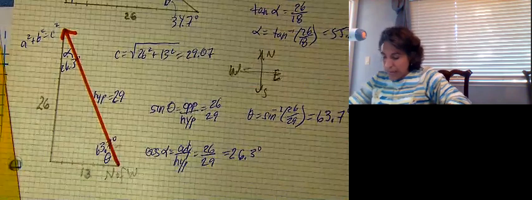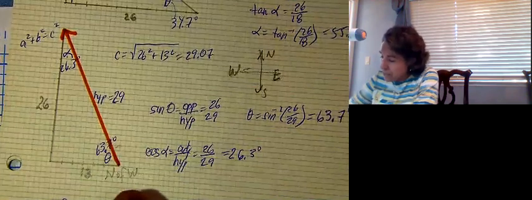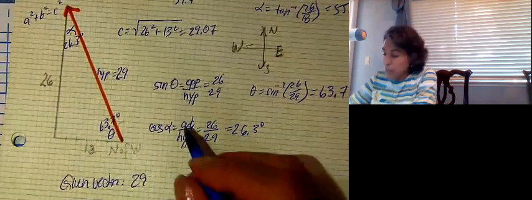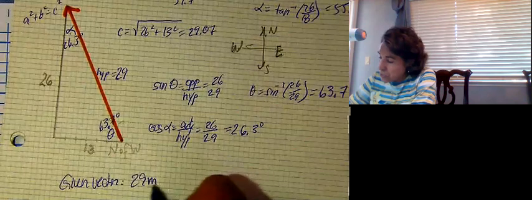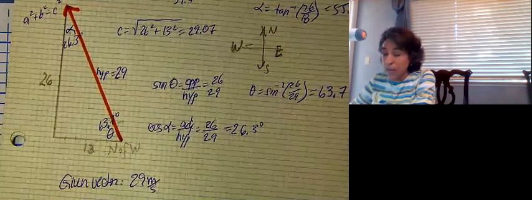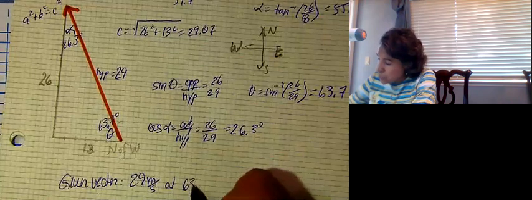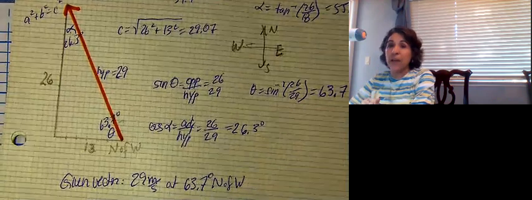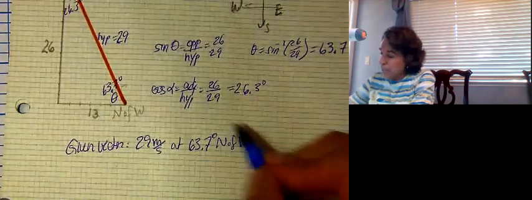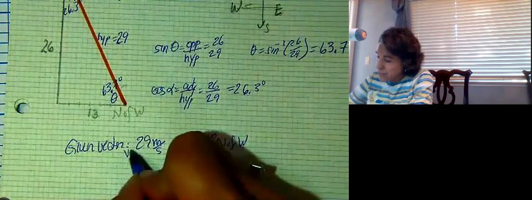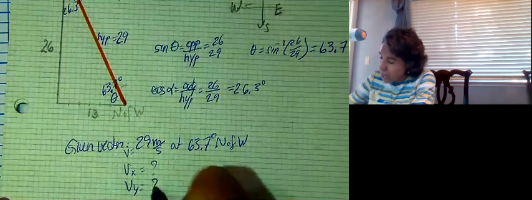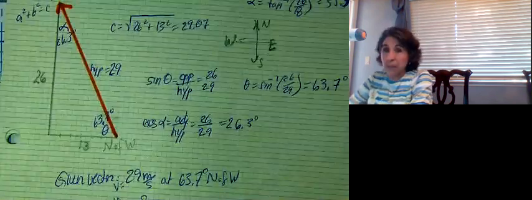Okay, so let's say all they gave you was this. Your vector is 29, I'm going to say meters per second, it's faster than miles per hour, at 63.7 degrees north of west. This is a velocity, so this is your velocity. They're asking you, what's the velocity in the x direction and what's the velocity in the y direction? In other words, how big is this vector and how big is this vector?